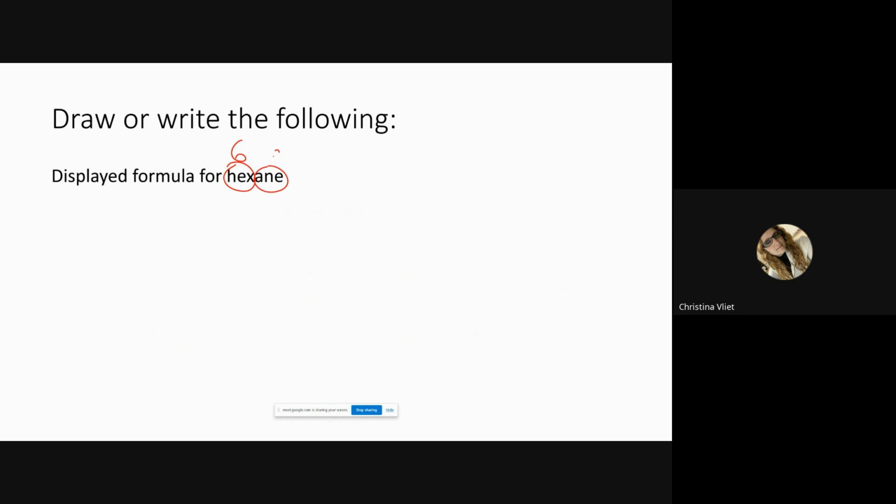Alkane at the end means all of my carbons are single bonds. So what do I need to do here for the displayed formula? Every single bond has to be shown, right? So what I need to do is 6 carbons in a row to start. 1, 2, 3, 4, 5, 6. So far so good.